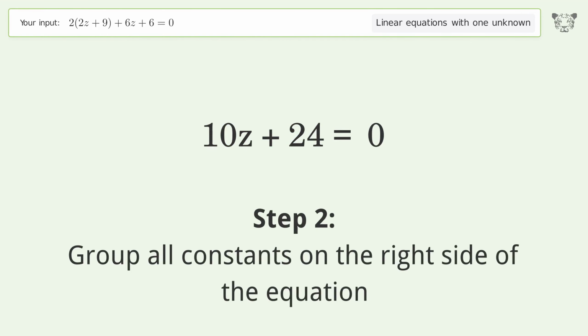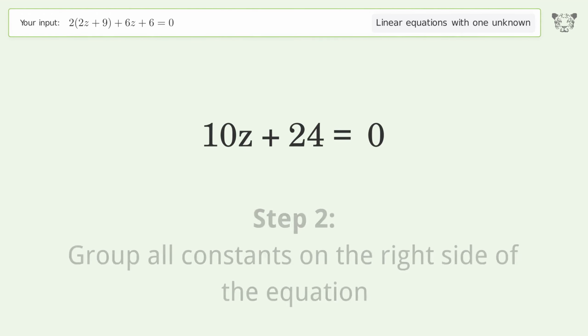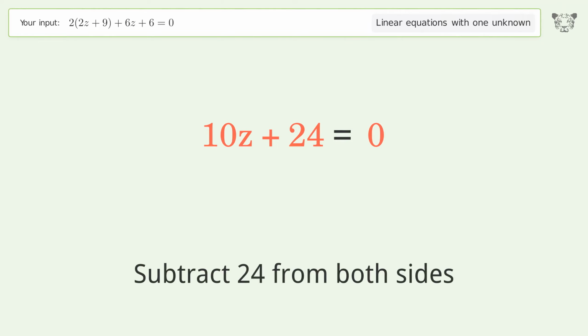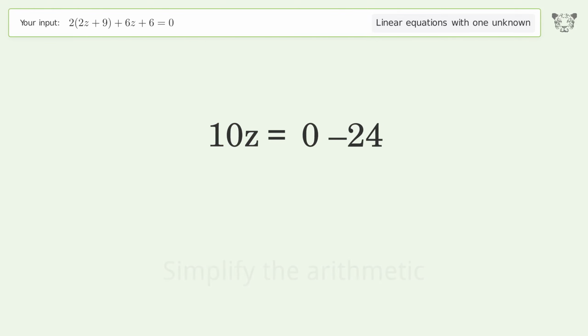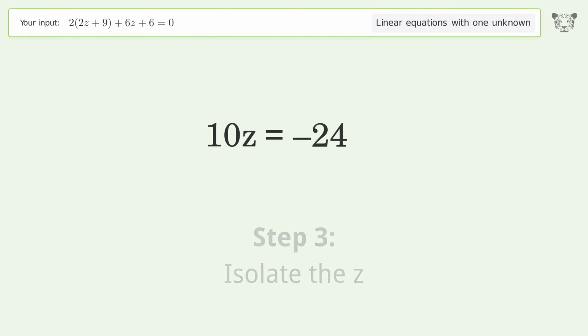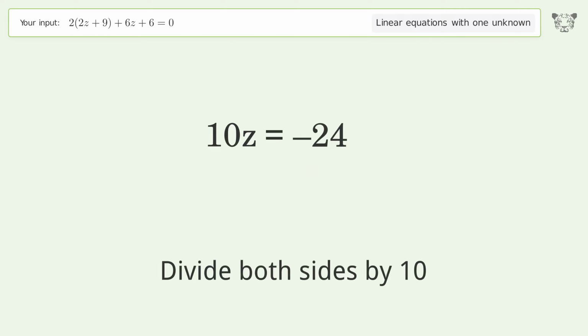Group all constants on the right side of the equation. Subtract 24 from both sides. Simplify the arithmetic. Isolate the z. Divide both sides by 10.